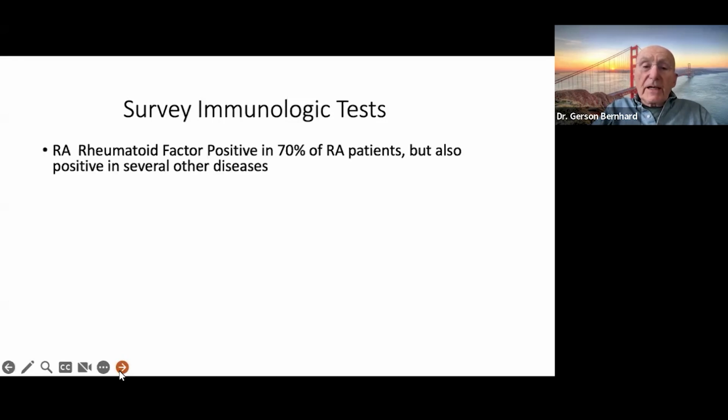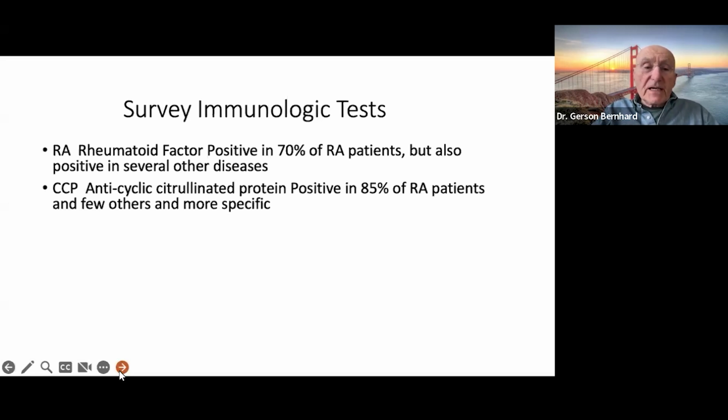So there are some survey immunologic tests that are helpful. There is rheumatoid factor, which is frequently done and recorded. And it's true in 60 to 70% of patients who have rheumatoid arthritis are positive, but it's also true in several other diseases. And I'll begin to show you that as we get along a little further.